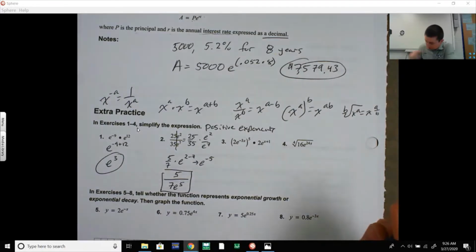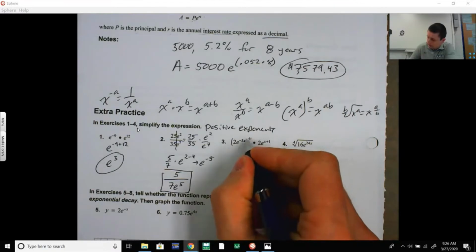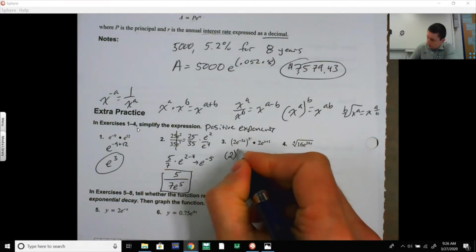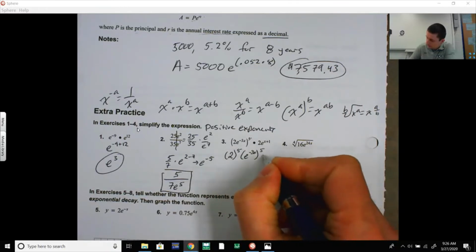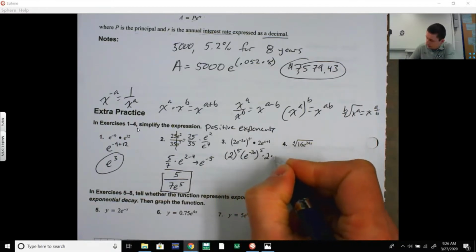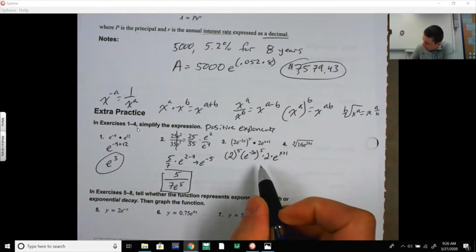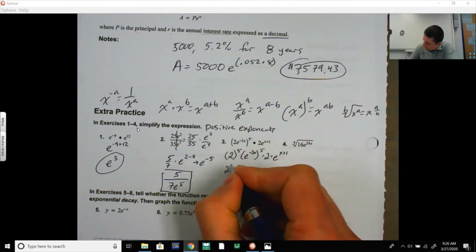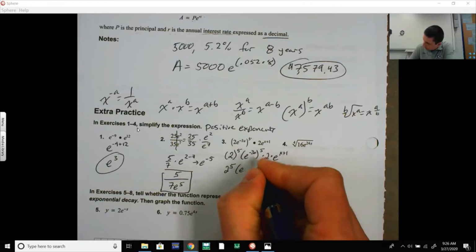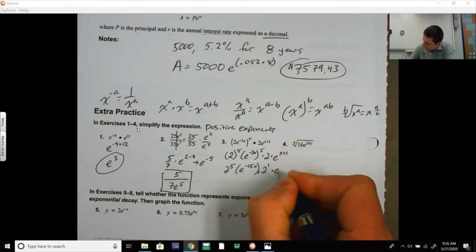Sorry. Here we have 2 e to the negative 3x, all to the 5th. So you take 2 to the 5th, and you have to take e to the negative 3x to the 5th, and then we have times 2 times e to the x plus 1. So 2 to the 5th, e to the negative 3x. So 2 to the 5th times e to the negative 15x, times 2 to the 1st times e to the x plus 1.